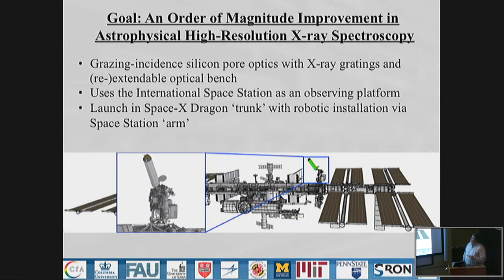It will use the International Space Station as an observing platform. This gives us some huge number of benefits. It means, for example, that instead of having to build a telemetry system, we simply have to have an Ethernet system. It means that instead of having to have solar panels, we simply have to have a power plug that plugs into the space station.